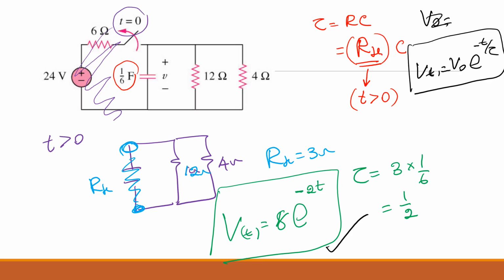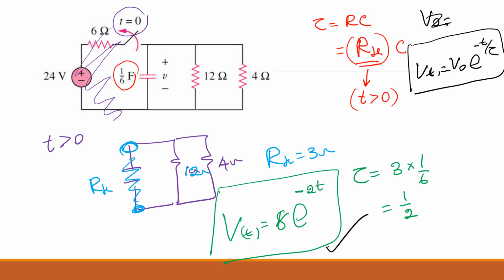When the switch is closed, we can find out. Sometimes we can't exactly say whether the switch is open or closed. In some questions, the switch is open for a long time and then closed. So RTH is always found when the time is more than 0. So if the switch was open for a long time and closed, then your RTH needs to be found when the switch was closed.